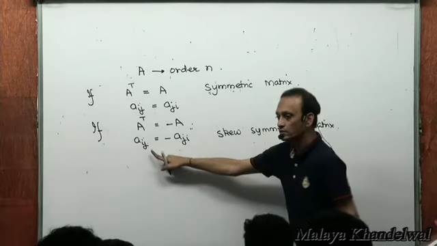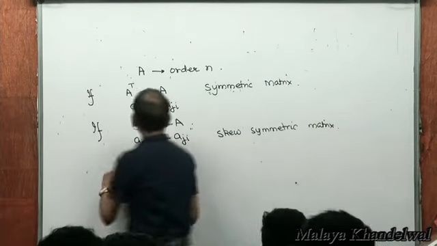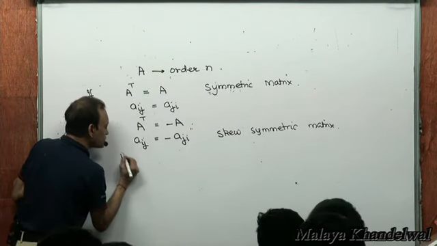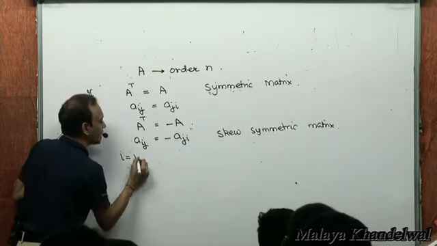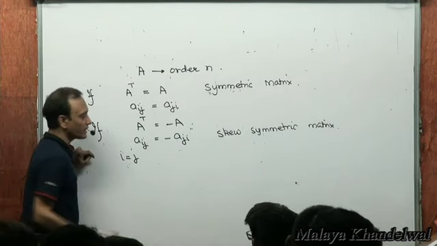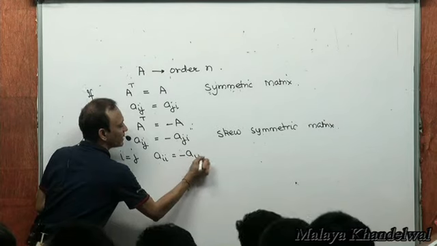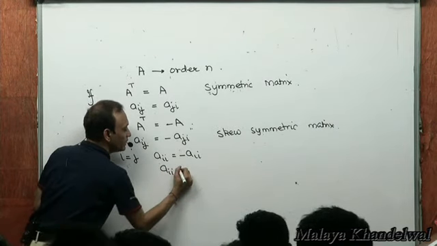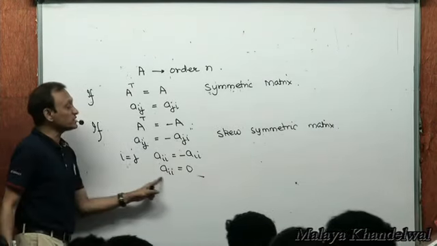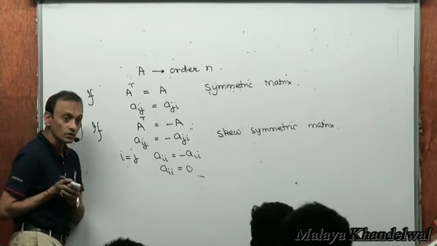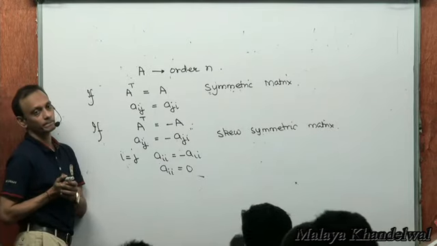And that can happen. So in a skew symmetric matrix, now what happens to the diagonal elements? The diagonal elements will have i equal to j. That means aii will be minus aii. That means aii will be 0. The diagonal elements will all be 0 in a skew symmetric matrix.